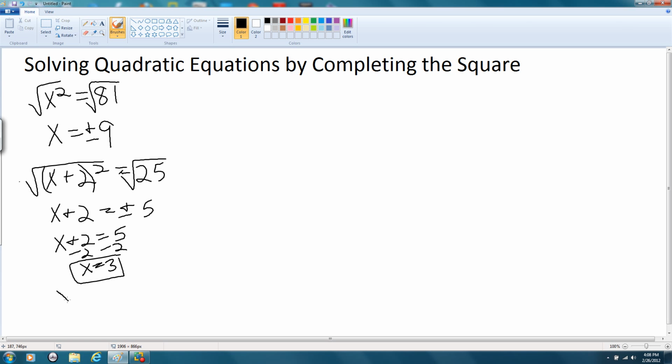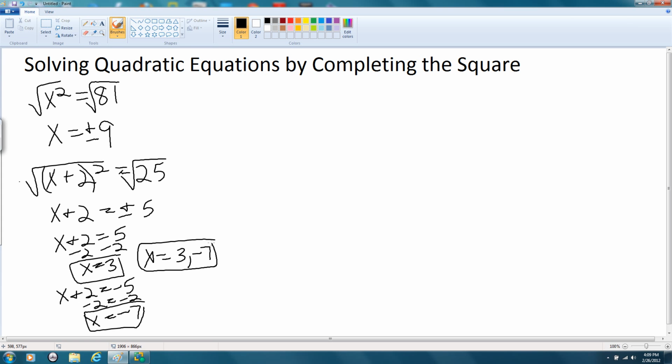Or that's also equal to x plus 2 is equal to a negative 5. Subtract 2 from both sides. And I get x is equal to negative 7. So my answer I usually write as x is equal to 3 or negative 7. I should have actually written the negative 7 first.